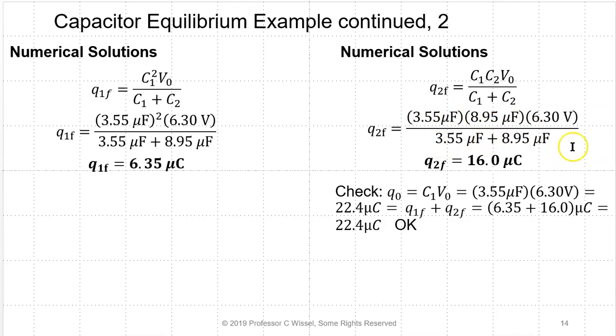That's 10 to the minus 12 divided by 10 to the minus 6. It becomes 10 to the minus 6. So Q2F is 16.0 microcoulombs. We can check that Q0 equals C1 V0. That is 3.55 microfarads times 6.30 volts. That equals 22.4 microcoulombs. And that has to equal Q1F plus Q2F, 6.35 plus 16.0 microcoulombs. And it does come out. So we probably did this correctly.